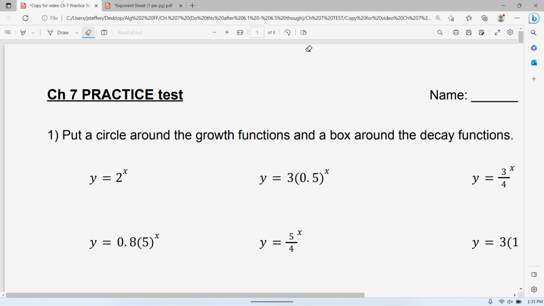All right, this is the Chapter 7 practice test. Again, I've said this in class, but obviously feel free to only watch the ones you need help with. If you know how to do number 1, you do not need to watch number 1. Fast forward it, save yourself some time. Let's go ahead and start.